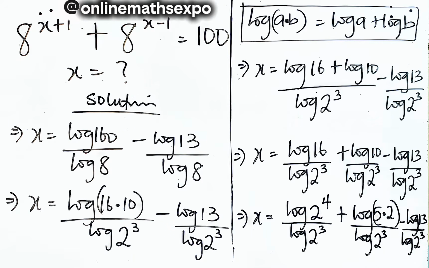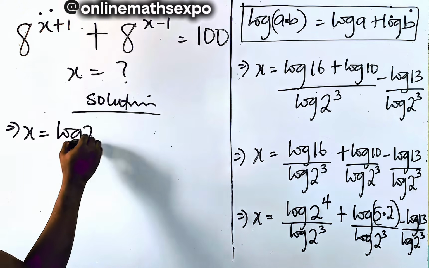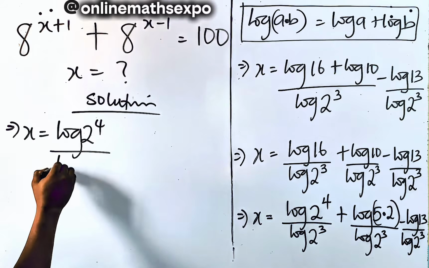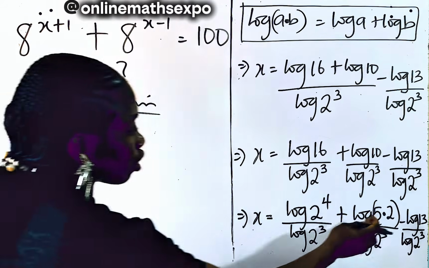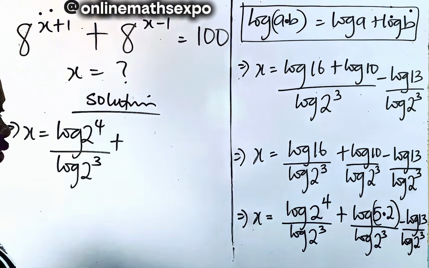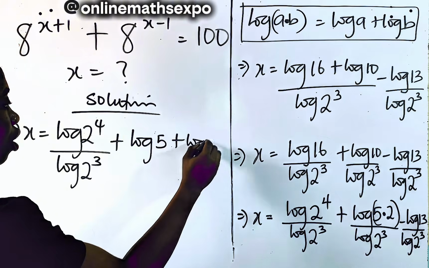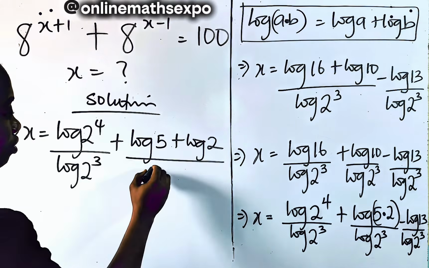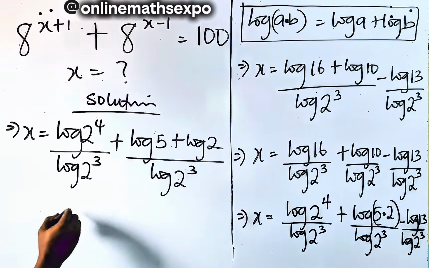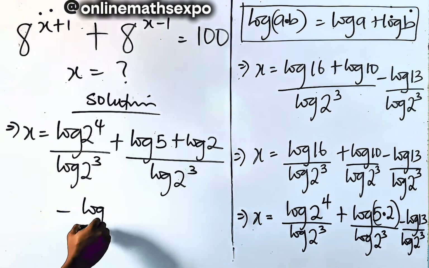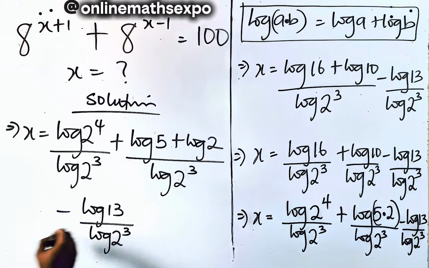Keep simplifying. x is equal to log of 2 to the fourth power divided by log of 2 to the third power plus, remember to apply your logarithm rule. So we have log of 5 plus log of 2, and all are divided by log of 2 cubed. Then minus, let's bring it down, log of 13 divided by log of 2 to the third power.